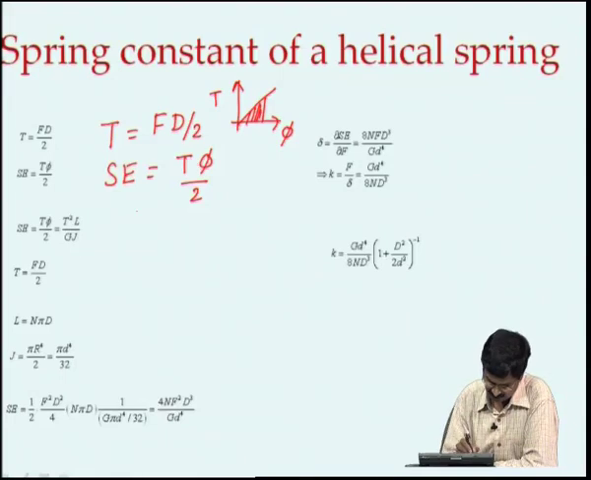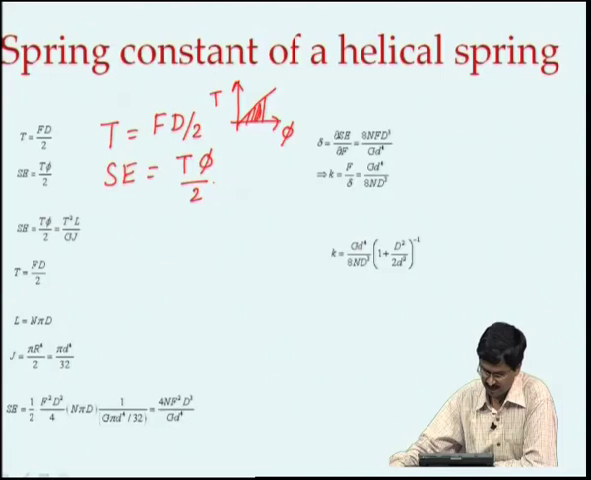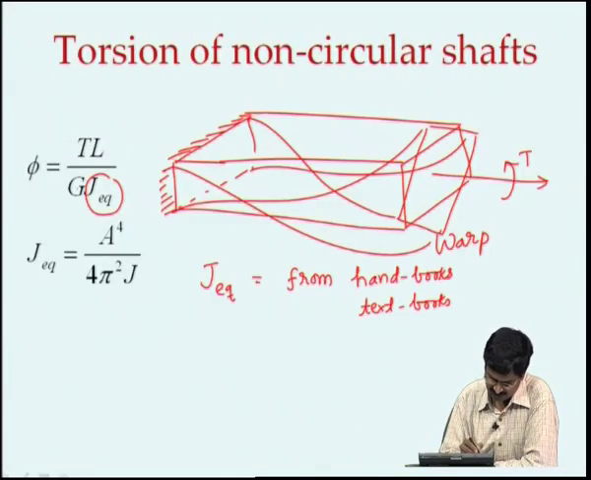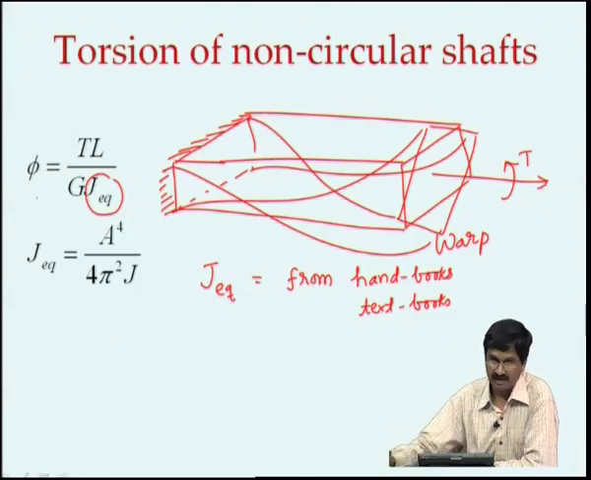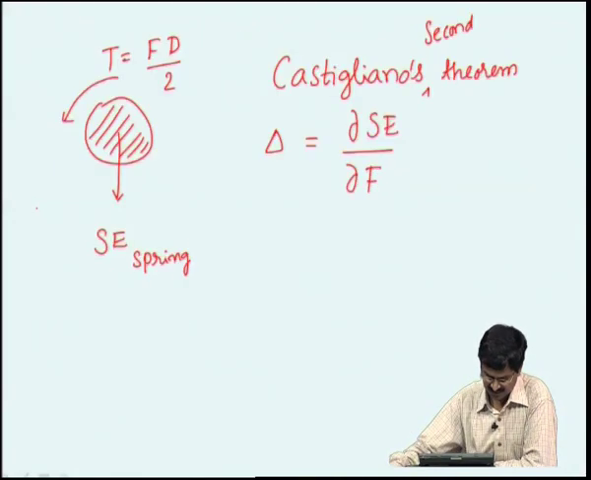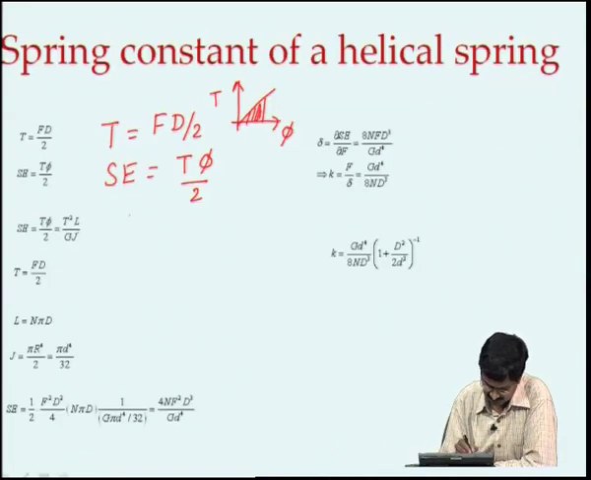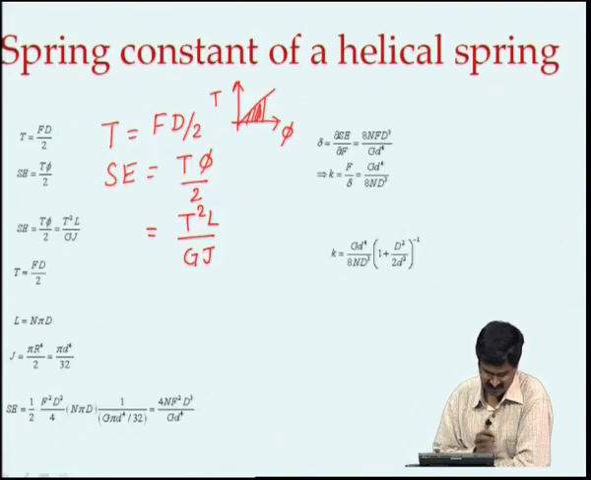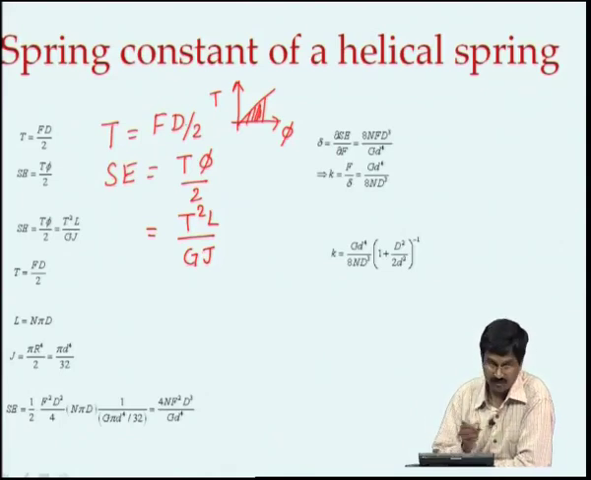We substitute here for the twist what we had just derived, that was phi equal to T L by G J. If we go back to what we have just discussed, the torque here is equal to phi G J by L. So, if we substitute that over here, we get the strain energy equal to T square L by 2 G J. That gives us the strain energy, and the T here is F d by 2.